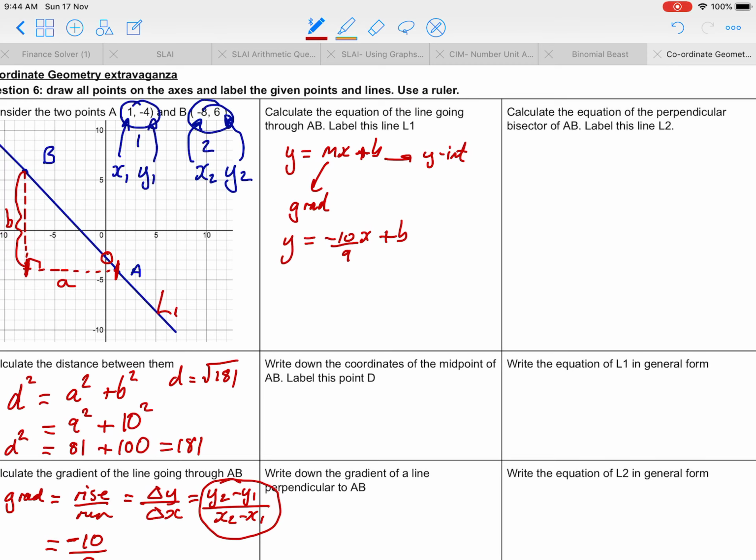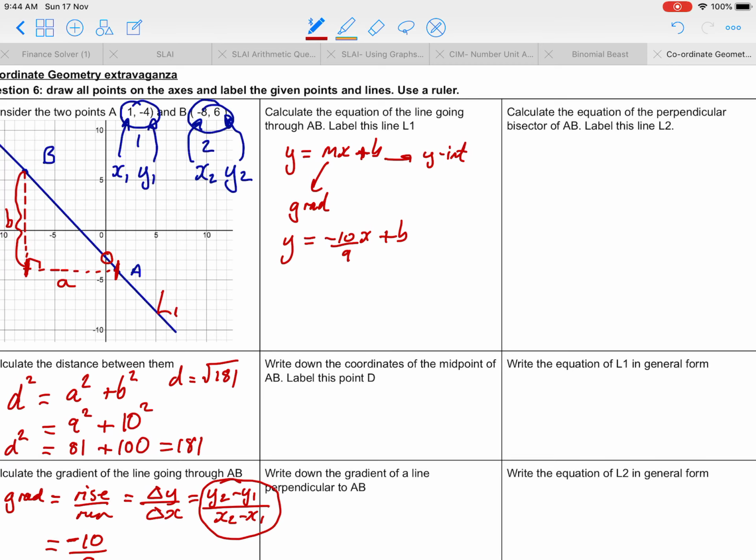Now when I substitute those numbers into our little rule here, our equation, the equation has to balance. The left-hand side has to balance with the right-hand side. So let's substitute them in. So the y value here is negative 4. Here's negative 10. The x value is 1 plus b. So now negative 4 equals negative 10 over 9 plus b. Now we have to work out for b.